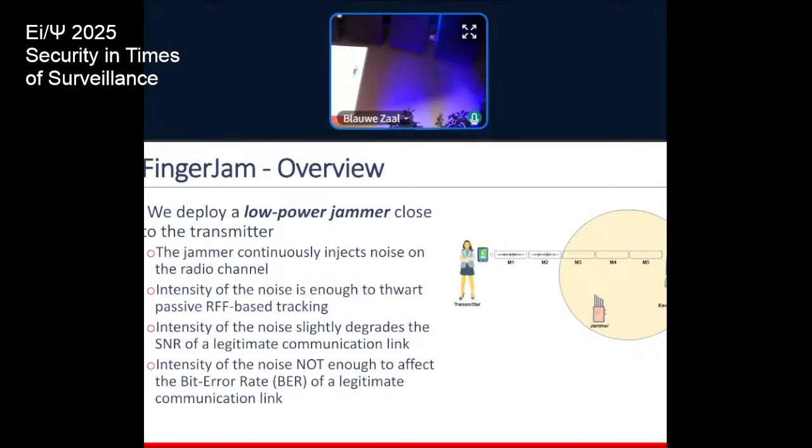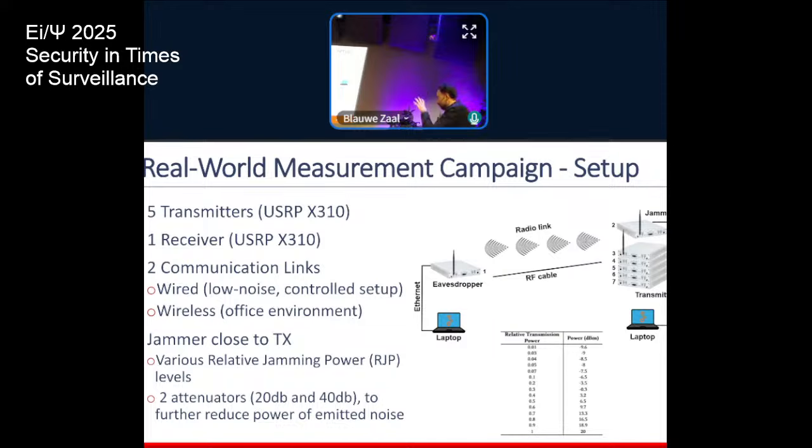We have a lot of results based on a real deployment campaign that we did. In particular, the results that I will show you now are based on 5 different transmitters that we deployed in an office environment. So in a normal environment with interferences already occurring because there are many devices already there communicating, we used one receiver. The radios that you see here in these slides are particularly powerful. They are the USRP X310. And we used 2 main communication links.